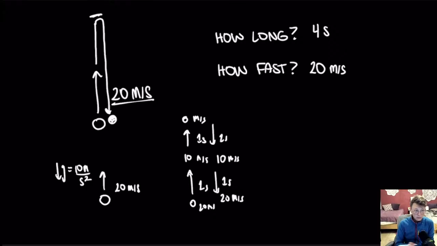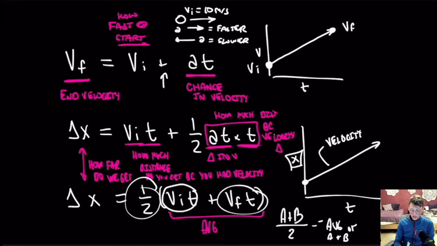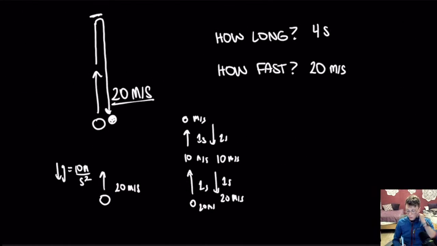So this is a kinematics problem, right? We didn't actually use any of the equations to solve it. How could we use the equations to solve this particular problem? Well, let's go ahead and think about what we did and the specific equations that we have. So we have an end velocity. We have how fast it is at the start. We have the change in the velocity. We also have how far we get. We can look at how much distance we have covered, right? Because we had a velocity. And we can also look at this and say, okay, how much did we get because the velocity is changing?